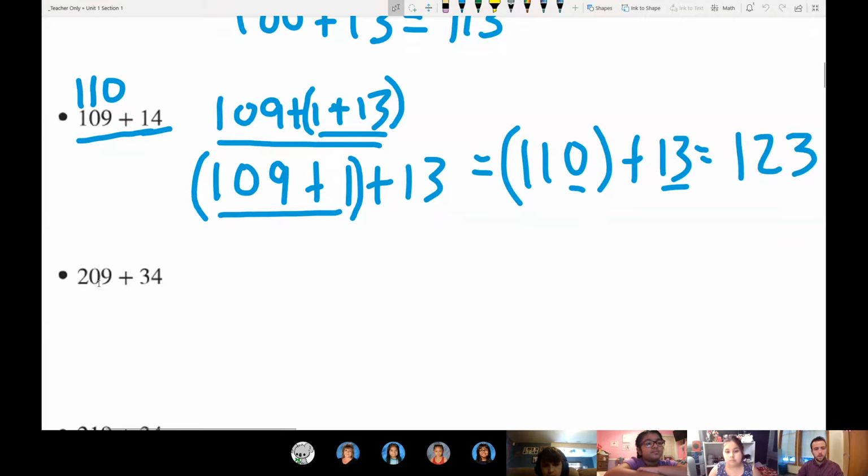Let's look at 209 plus 34. Can someone walk me through the similar step that we did up here, where we are trying to find the nearest 10 that 209 can go with, and how we take it away from 34, and walk me through that process? Malia?